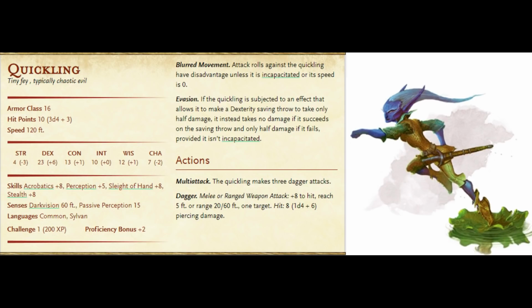And defensively, Quicklings, despite a low number of hit points, aren't easy to take out. They have a +6 dexterity saving throw with evasion, so area of effect damage is not going to be very reliable against them. And they're tiny, so they can fit anywhere. That movement speed, it's 120, so they can basically go wherever they want. And attacks against the Quicklings have disadvantage on top of a 16 armor class. So we got decent damage, amazing mobility, tiny size, and they are hard to hit.